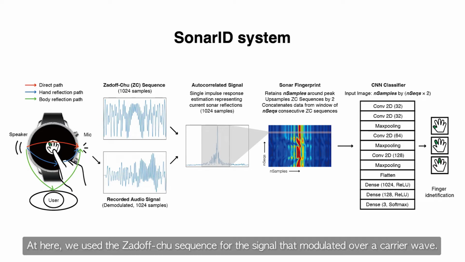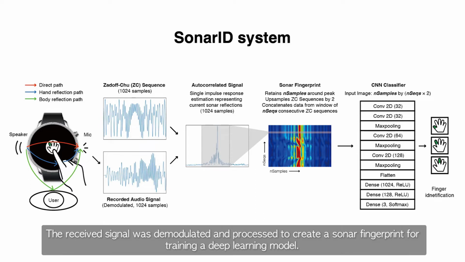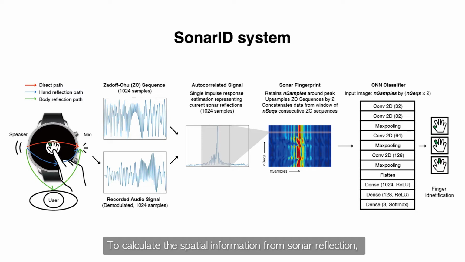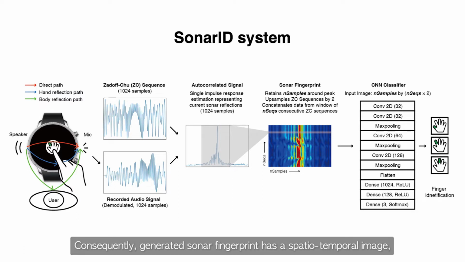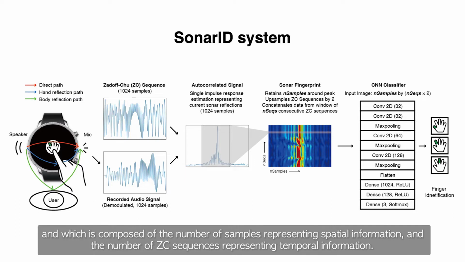Here, we used the Jiwan sequence for the signal that was modulated over a carrier wave. The received signal was demodulated and processed to create a sonar fingerprint for training a deep learning model. To calculate the spatial information from sonar reflection, we conducted the autocorrelation between the recorded audio signal and the Jiwan sequence for every 1024 samples. Consequently, the generated sonar fingerprint is a spatio-temporal image, which is composed of the number of samples representing spatial information and the number of Jiwan sequences representing the temporal information.